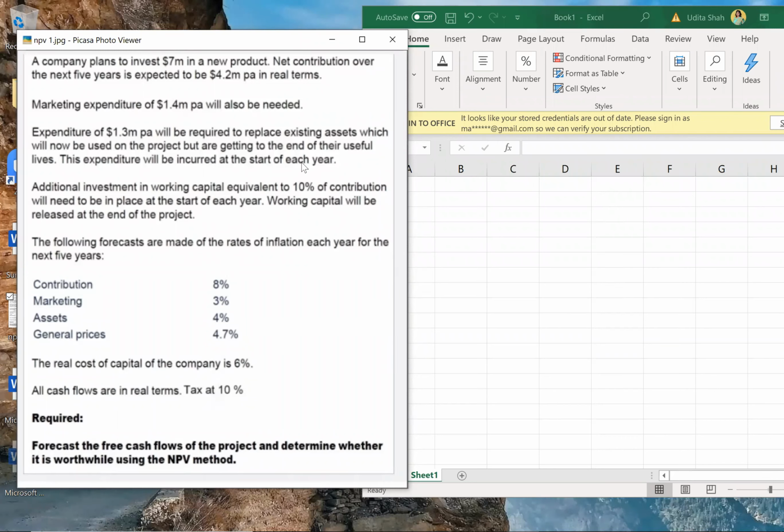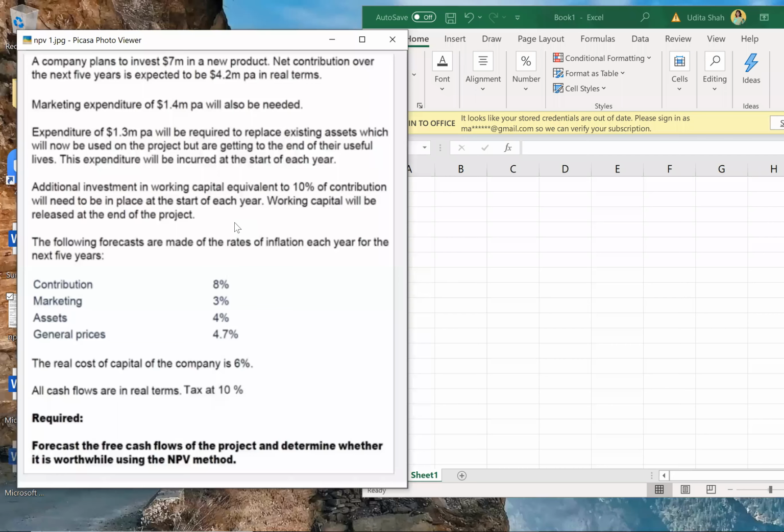Correct. Additional investment in working capital is equivalent to 10% of contribution. Now working capital you already know. So how much is the working capital? It is 10% of contribution. Again, it will need to be in place at the start of each year. Again, the same thing. Start of each year means what? End of the last year. So year one's working capital, we'll have to do it in year 0. Working capital will be released at the end of the project. It will be released at the end of the project.